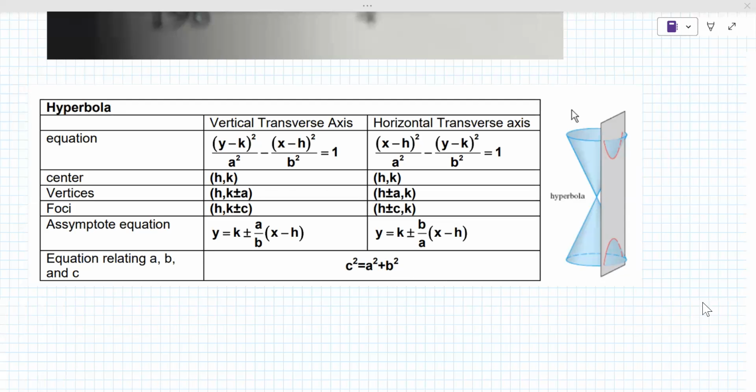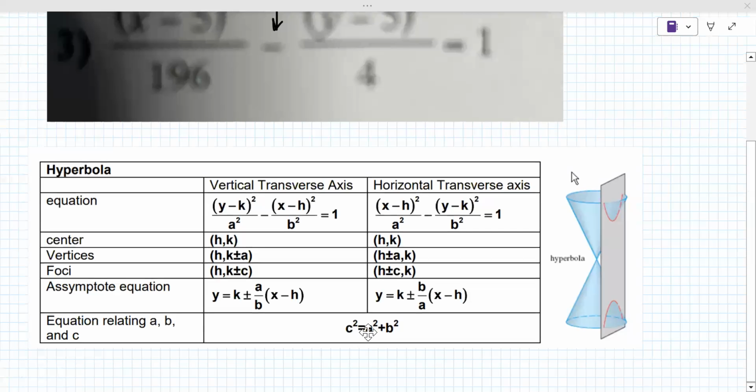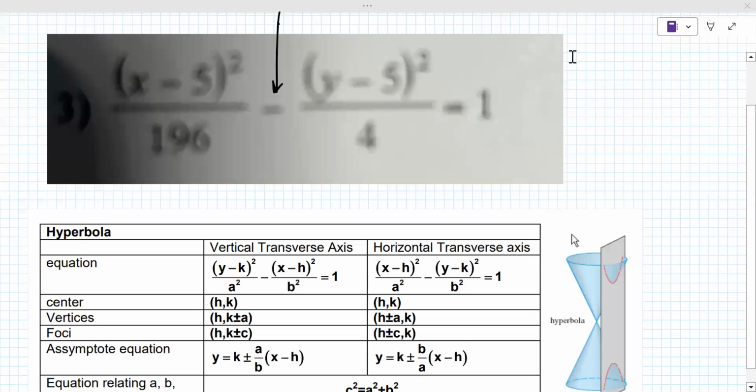So in this problem here, your A is always under the first one, and your B is always under the second one. So you're always looking for things to help you minimize how much you have to remember when you do this. So just like the previous problems, you got to find H, K, A, B, and C.